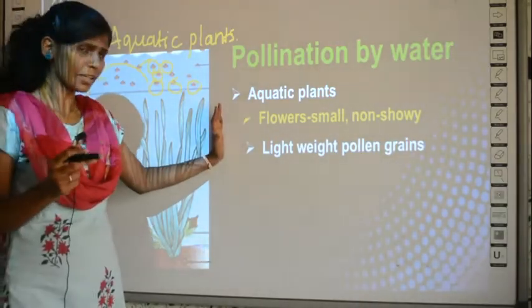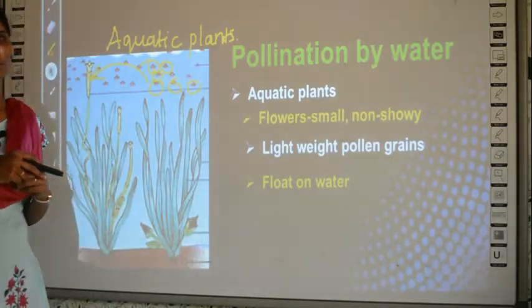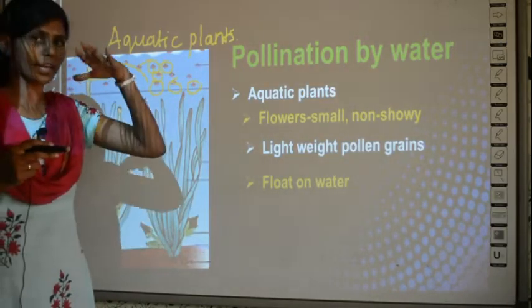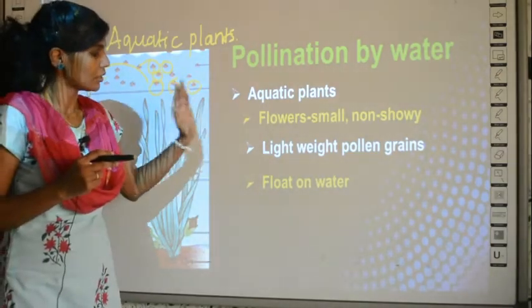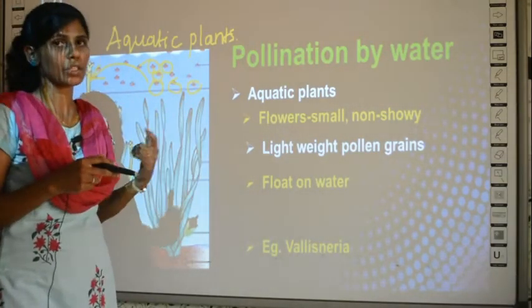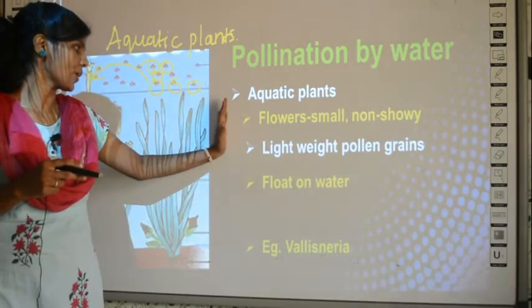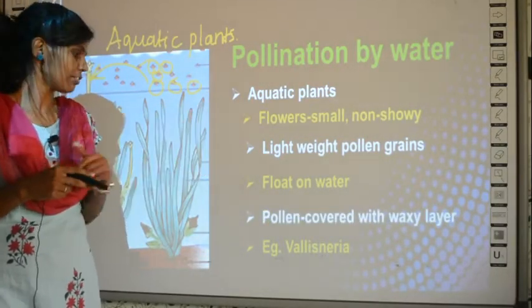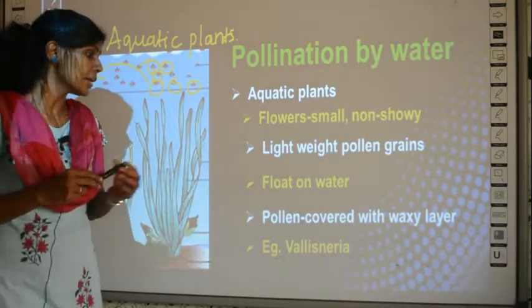Also they are very lightweight particles so that they can float in the water easily. The pollen grains are very light in weight. They float on the water. If something is very light, it can float on the water so that they can reach the female flower. And the example I told you, this plant is called Vallisneria plant, where you can have male flowers and female flowers.